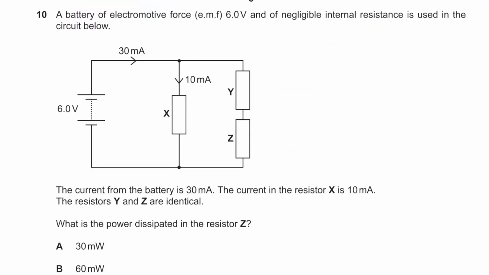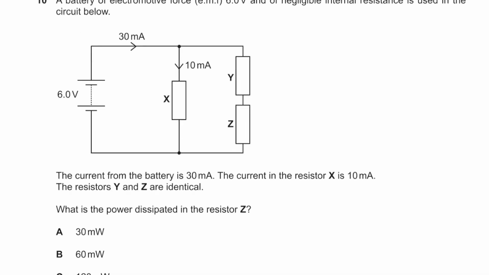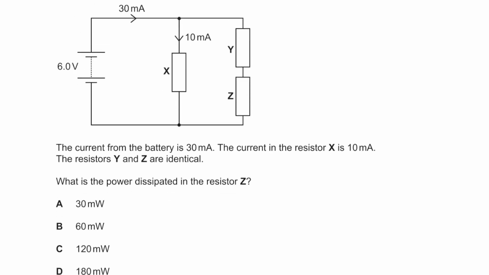10, we have an EMF of 6 volts and a negligible internal resistance. Current from the battery is 30 milliamps, so this looks like it's going to be a Kirchhoff's law question. So we therefore have to have 20 milliamps going along this bottom branch, don't we? They're identical resistors. What is the power dissipated? Okay, well that's easy because we have 3 volts across both if they're identical.